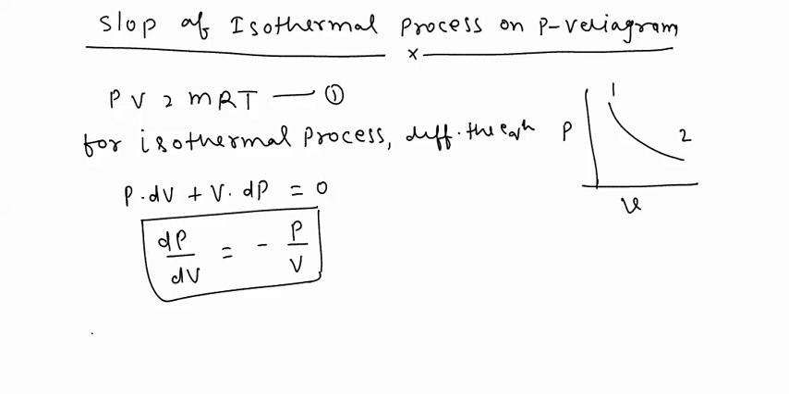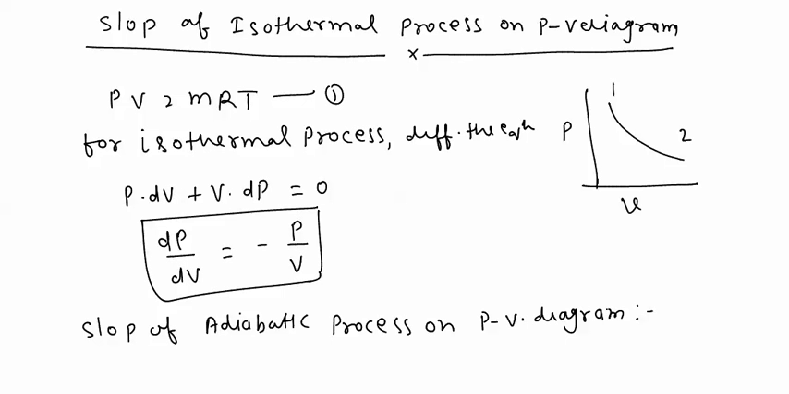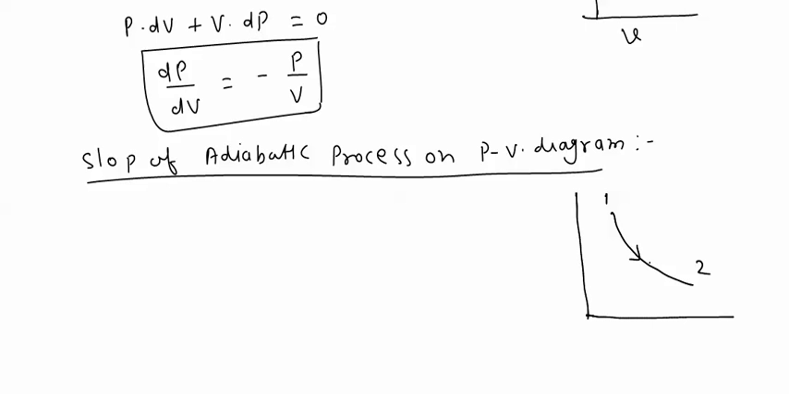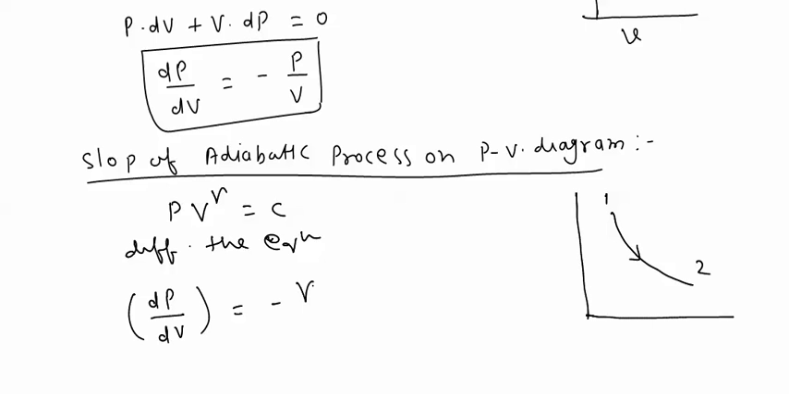Again we will see the slope of the adiabatic process on the PV diagram. This is your adiabatic process, and for an adiabatic process we know that PV raised to gamma is equal to constant. Again differentiate the equation. The equation we will get is dP by dV is equal to minus gamma P upon V, and we know that minus P upon V is nothing but the slope of the isothermal process.